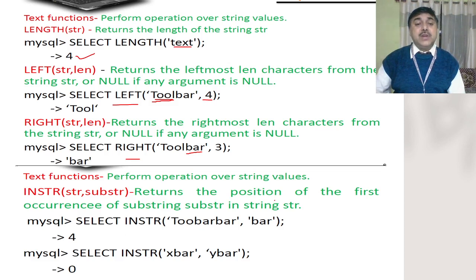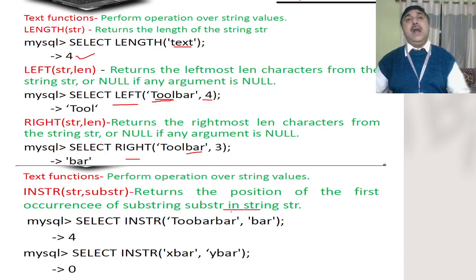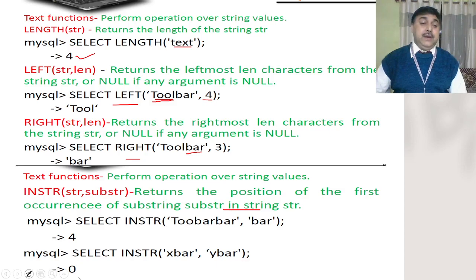SELECT INSTR. That means the first occurrence of the substring. Here the first occurrence of the substring will be there, and this particular occurrence will be seen in this particular area.